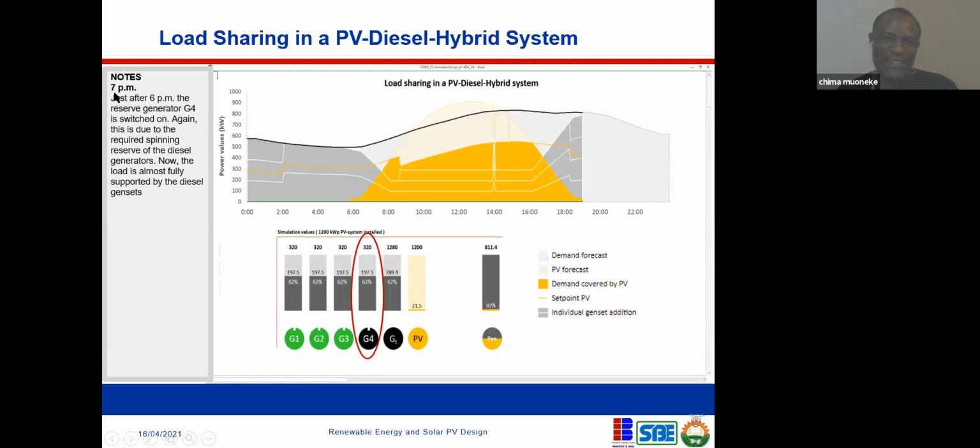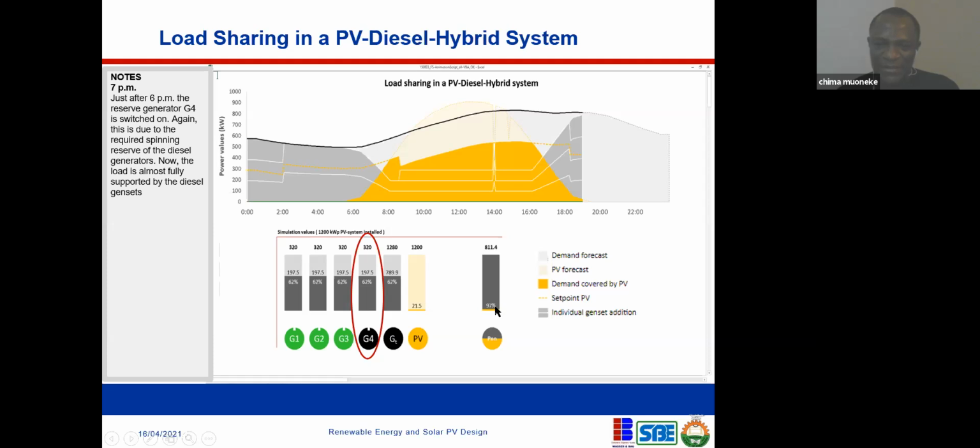Now something happens here. At 7 p.m., just after 6 p.m., the reserve generator 4 is switched on. Again, this is due to the required spinning reserve of the diesel generators. Now the load is almost fully supported by the diesel. At this point, you can see that the total load here is 811. If you combine these three generators and take away the spinning reserve, it's going to be less than this. So you need an additional generator to be able to meet this load. And that's why the fourth generator came on board. And all four generators are operating at 62%.